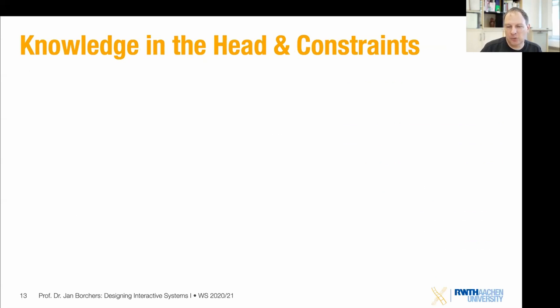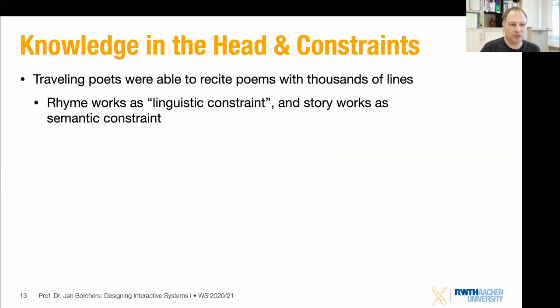To give you an even more exotic example, back in the Middle Ages, there were poets that were traveling around the country. And they were making their living by reciting poems. And these poems had thousands of lines. Now, how on earth would they remember a poem with thousands of lines? Again, constraints are in effect, right? A poem actually has quite strong constraints.